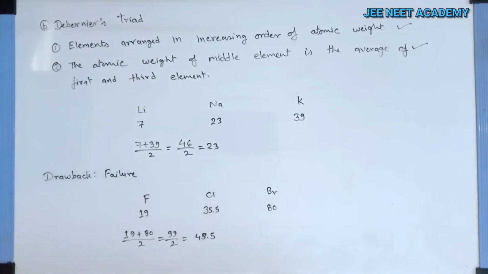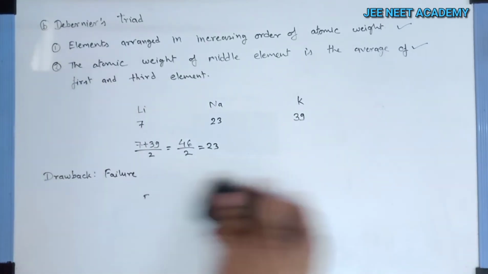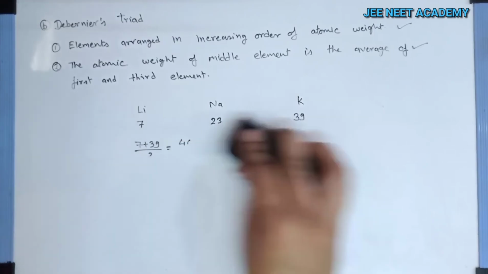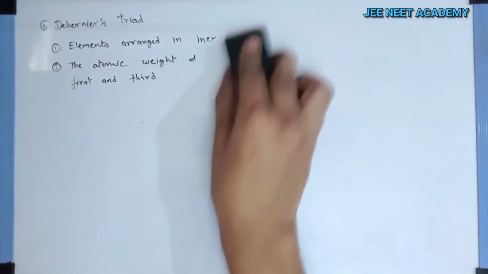Now the third scientist came with theory, Newland. He came with the octaves theory. Newland's law of octaves.